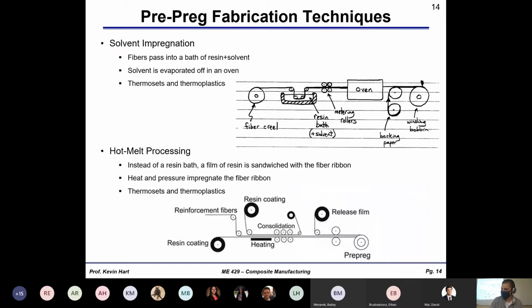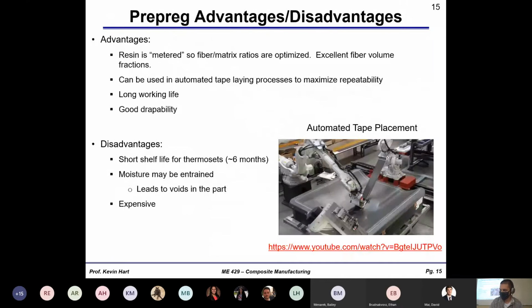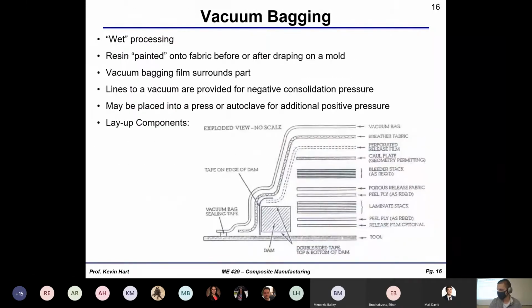How we make prepreg, these are the couple techniques we talked about: solvent impregnation and hot melt processing. Then I played for you the German techno music that showed the tape laying of the carbon fiber on the mold using sort of this wet prepreg.